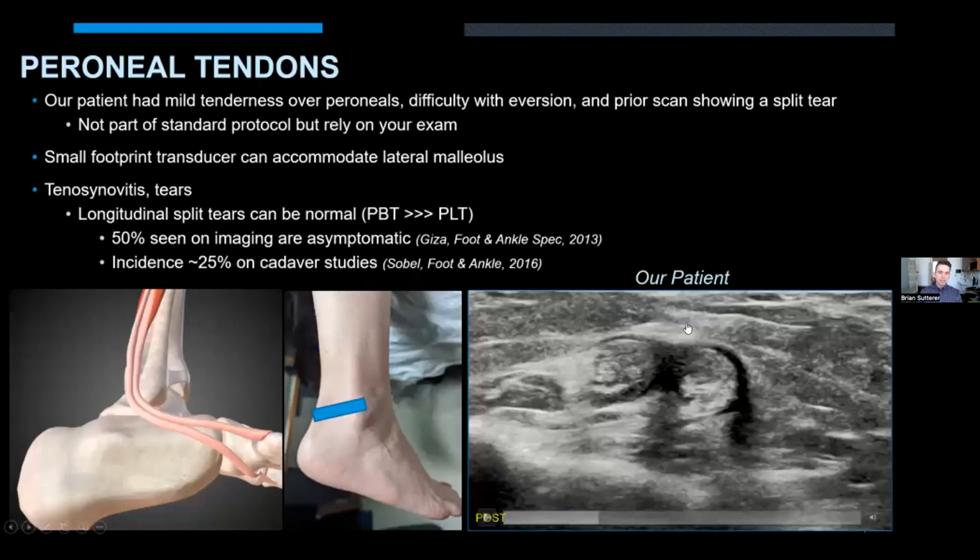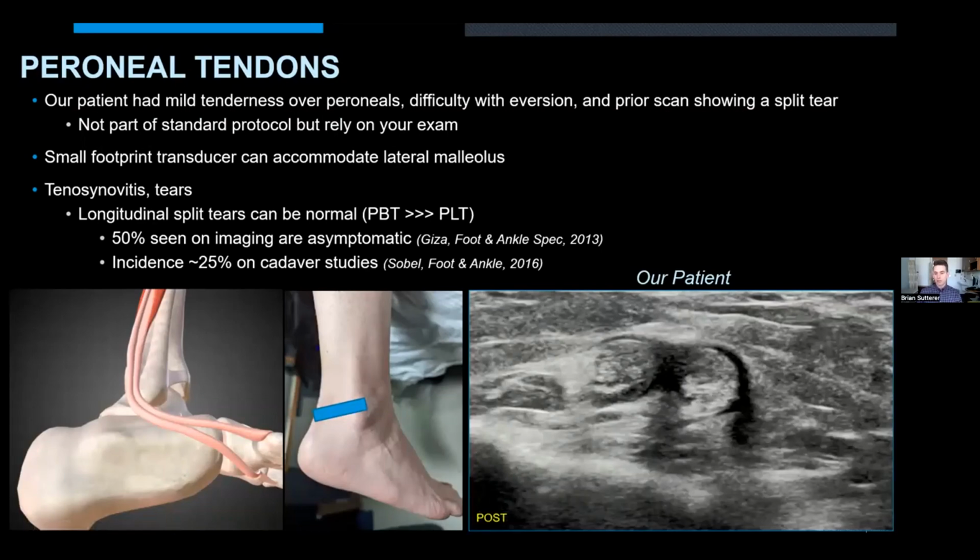There was no significant tenosynovitis in the area. And so we thought this was more an incidental thing that was not truly her primary limiting pathology on her exam.